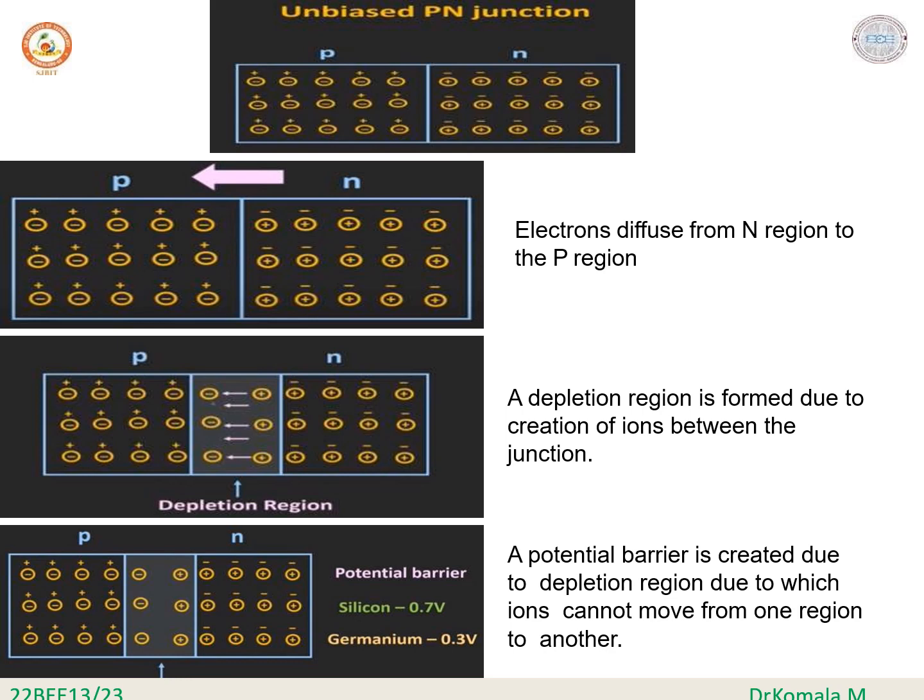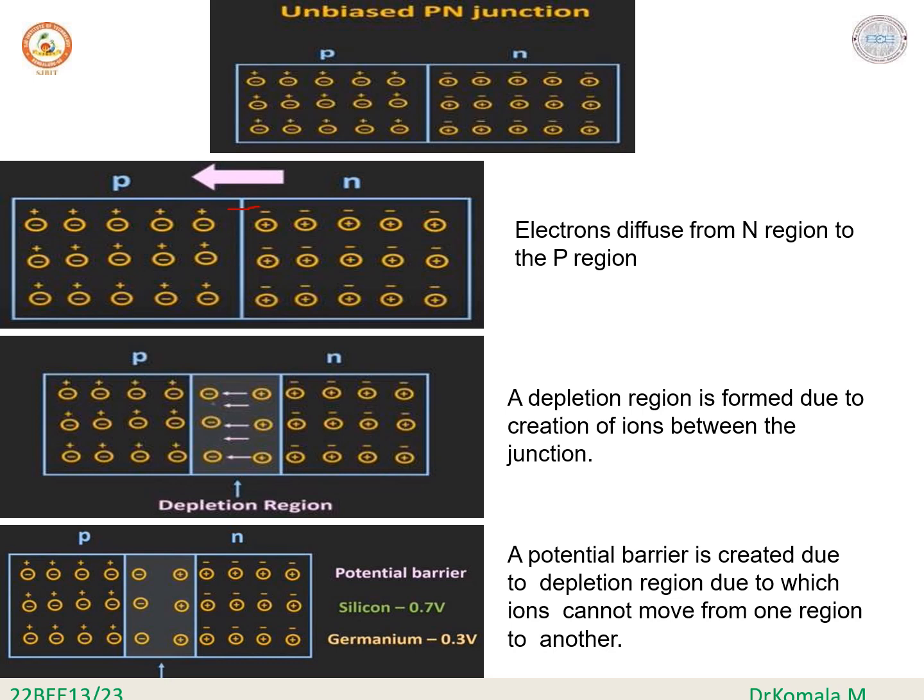Under this condition, the electrons always try to diffuse from the N region to the P region. Due to the movement of the electrons, a depletion region is formed due to the creation of ions at the junction. As we continue with the unbiased PN junction condition, a potential barrier is created due to the depletion region, due to which the ions cannot move from one region to another.